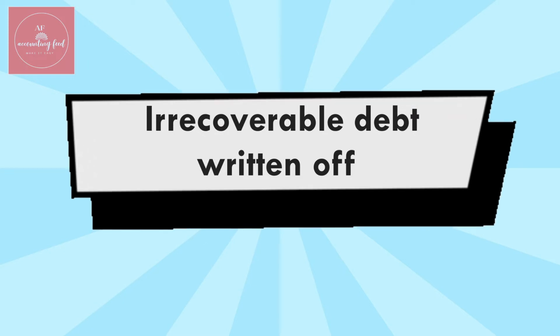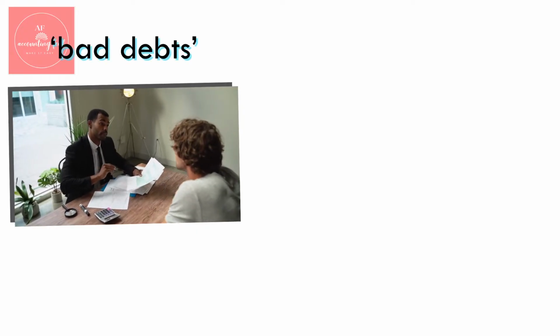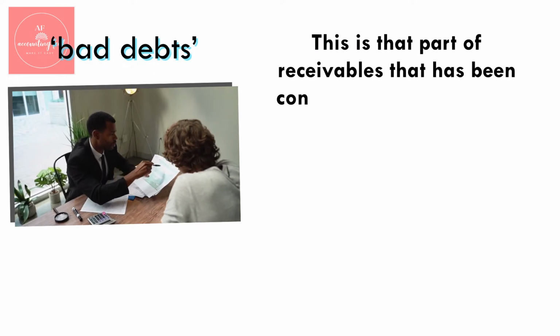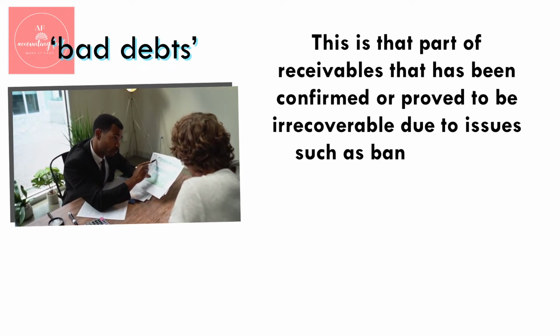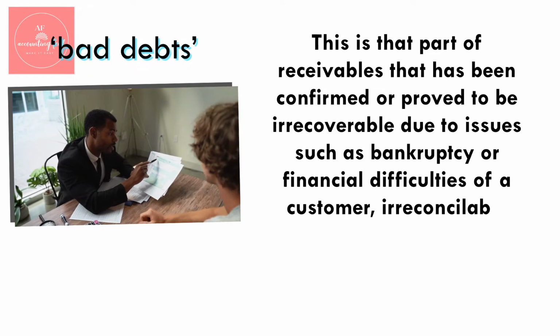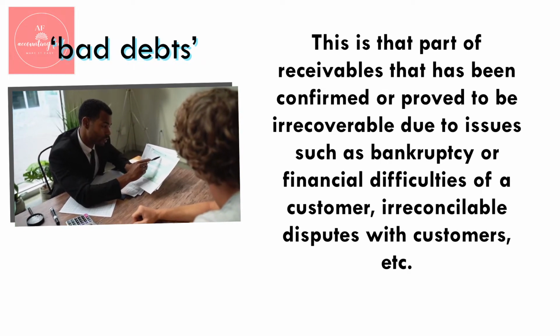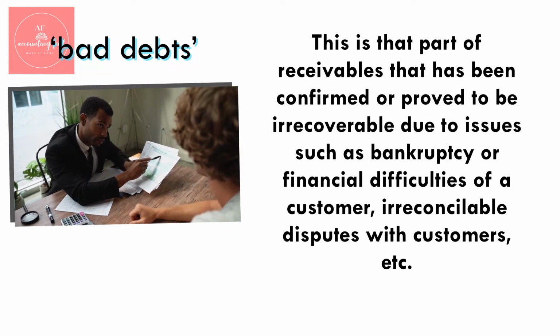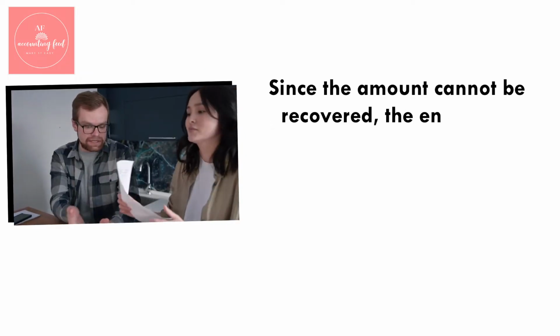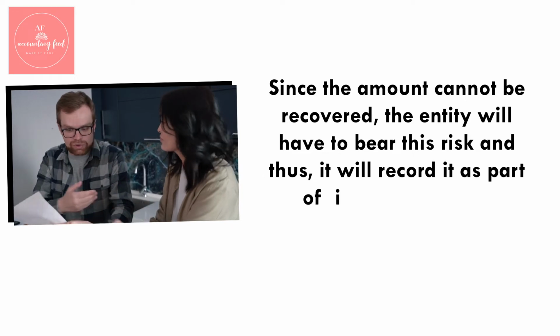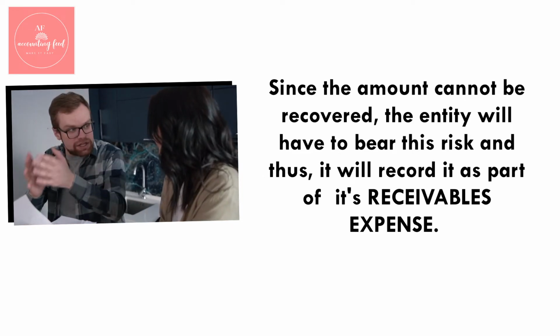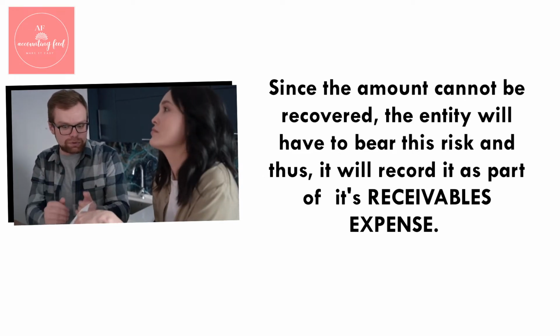Number 1. Irrecoverable debt written off. This is also referred to as bad debts. It is that part of receivables that has been confirmed or proved to be irrecoverable due to issues such as bankruptcy, financial difficulties of the customer, or irreconcilable disputes with customers. Since the amount cannot be recovered, the entity will have to bear this risk, and thus it will record it as part of its receivables expenses.